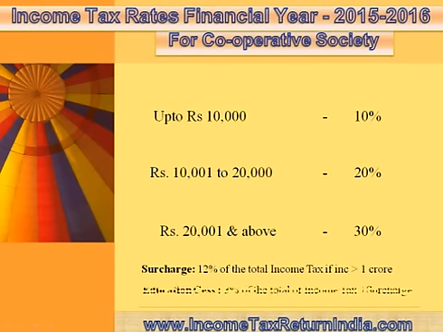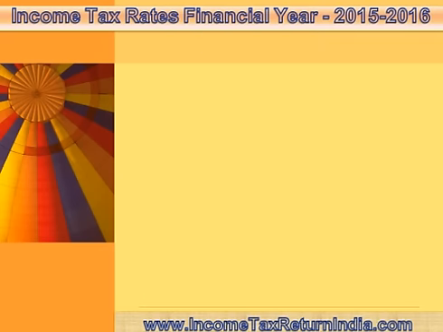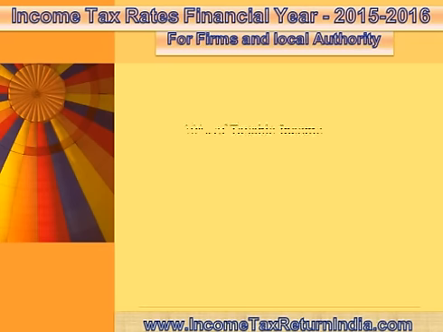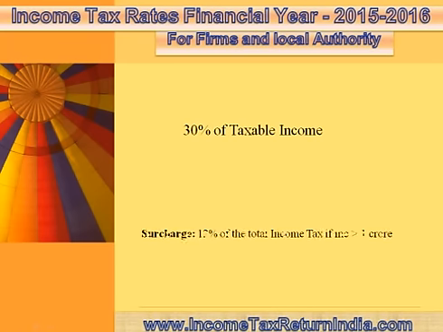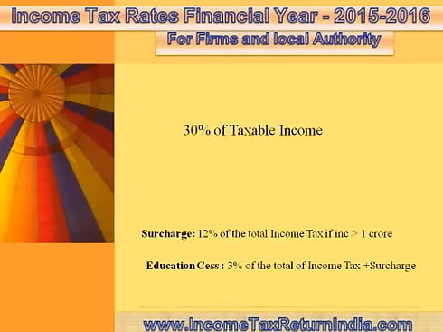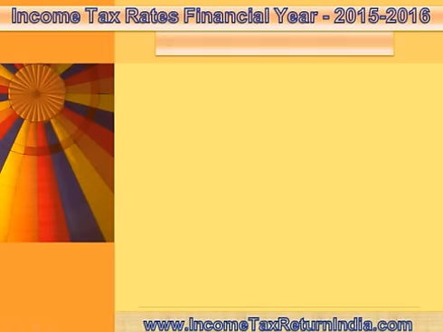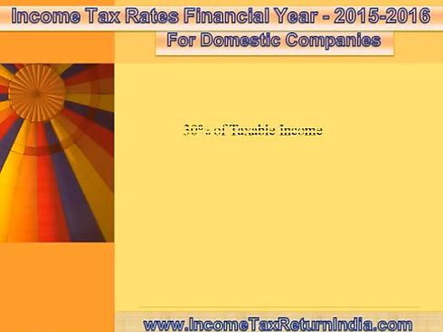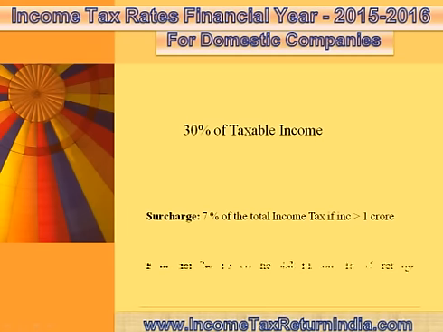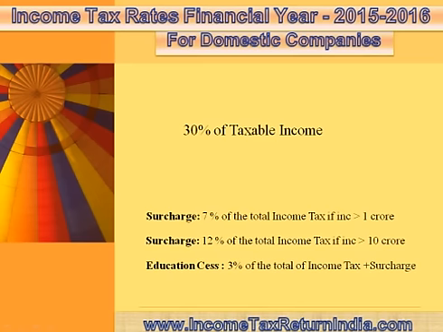The next category is firms and local authorities. They are subject to a flat tax rate of 30%, and there is a surcharge of 12% if income exceeds 1 crore rupees, and again education cess of 3% on total income tax and surcharge. For domestic companies, there is a flat rate of 30% on the total taxable income. There is a surcharge of 7% if income exceeds 1 crore rupees, and surcharge of 12% if income exceeds 10 crore rupees. Again, education cess is 3% on total income tax and surcharge.